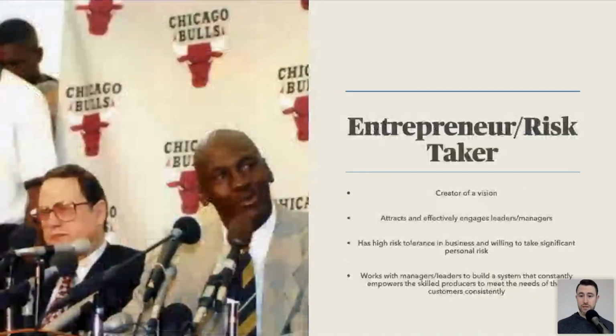Now, a risk taker / entrepreneur is someone more like Jerry Reinsdorf, who was the owner of the Chicago Bulls. So they're really the creator of the vision, right? They're supposed to attract and effectively engage those leaders and managers. Oftentimes they have to cultivate those leaders and managers, right, to help them become a leader. Now, the attributes of an entrepreneur risk taker is that they have high risk tolerance in business and are willing to take a significant amount of personal risk to start something, right? So he probably had to pay millions of dollars to start the Chicago Bulls or buy them, right? Similar to a private practice owner who's starting a business, right?